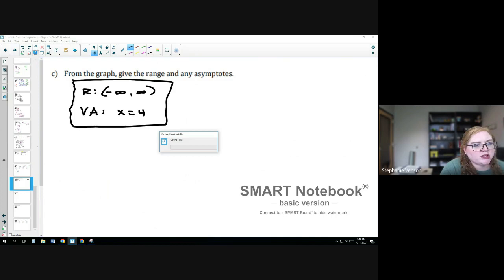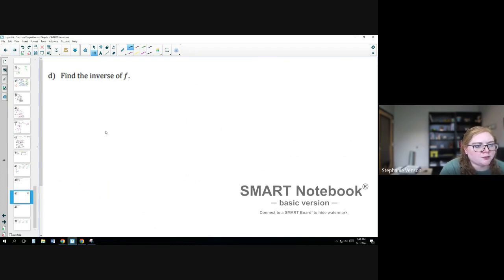Now let's see what they're asking me for in part D. Okay, part D says find the inverse of f. So I'm going to remind you what f is so we don't have to keep flipping back, just copying it from the top of the notes. F of x equals -4 plus log base 3 of x minus 4.